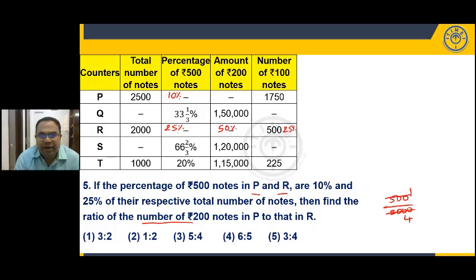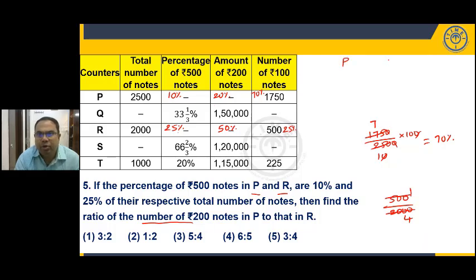So percentage of 500 rupee notes are 10%. How many are 100 rupee notes? 1750. What percentage is this? 1750 by 2500 into 100. 0 0 cancel. 25 sevens, 175. 70% are 100 rupee notes. 70 plus 10, 80. 100 minus 80, this has to be 20%.